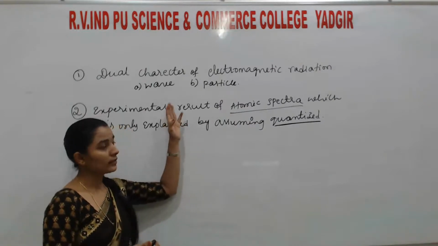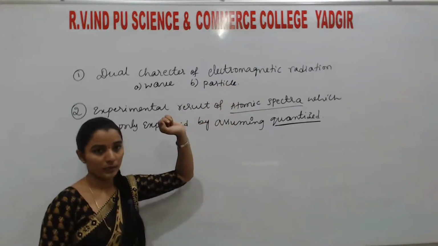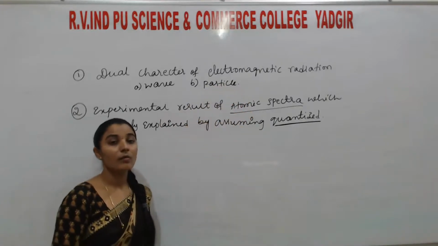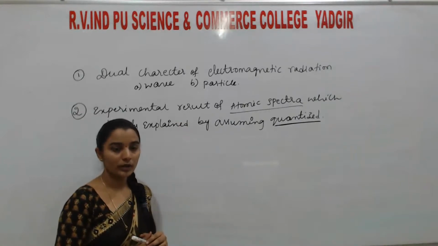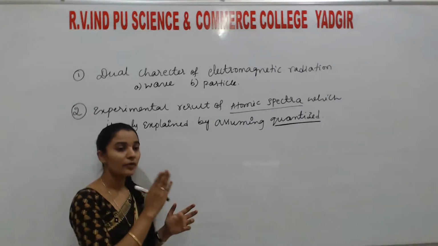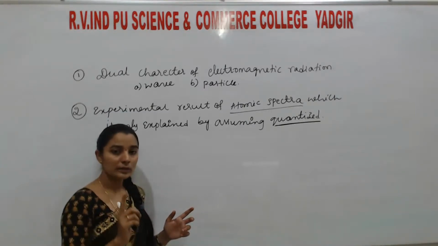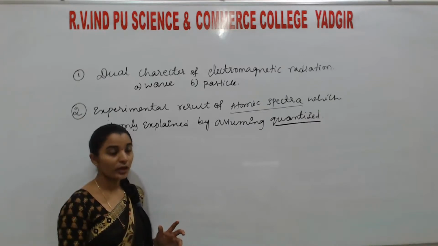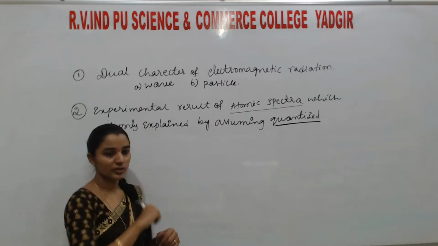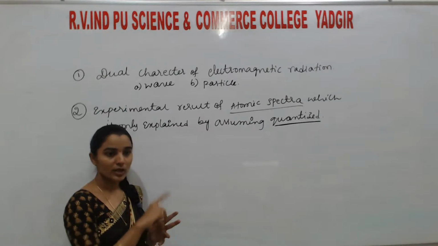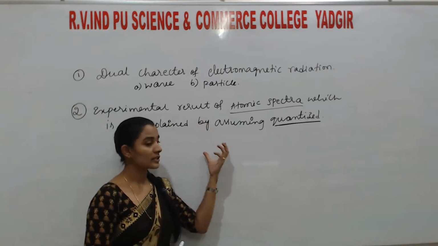Initially he studied the wave nature of light, which was experimentally determined by James Maxwell. The wave nature of light is by Maxwell, the particle nature is by Planck. By mixing those two theories, Bohr explained the dual nature of electromagnetic radiation. The wave nature of electromagnetic radiation is explained by Maxwell, and the particle nature is explained by Planck through the photoelectric effect. So he considered both theories, mixed them, and developed an atomic model.